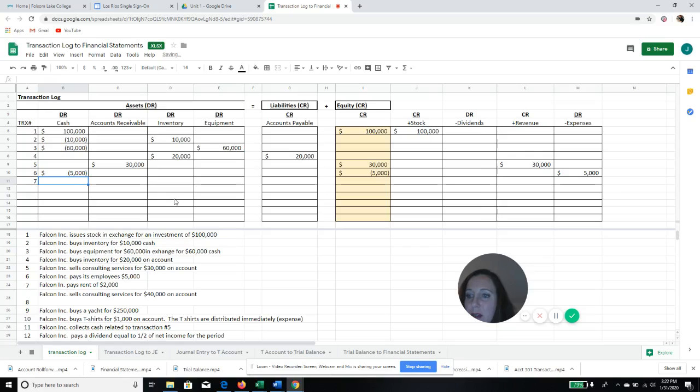Transaction 7, Falcon Inc. pays rent of $2,000.